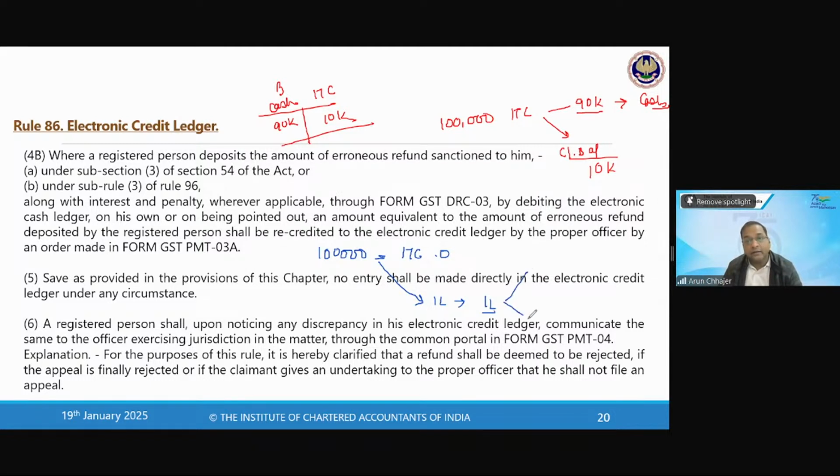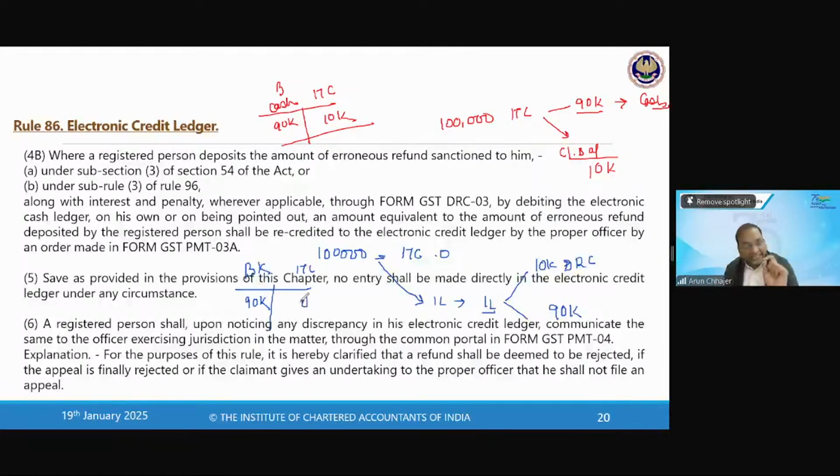Now they are saying because it is excess, so I have paid through DRC 03A, DRC 03. Now, if I have paid the DRC 03, tell me how much net amount I have received in my bank account. I have received 100, I have given back 10, so balance is 90. What is the situation? So you have the bank 90,000, but at this point you do not have ITC, nothing.